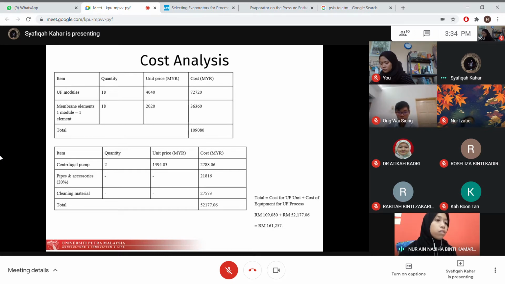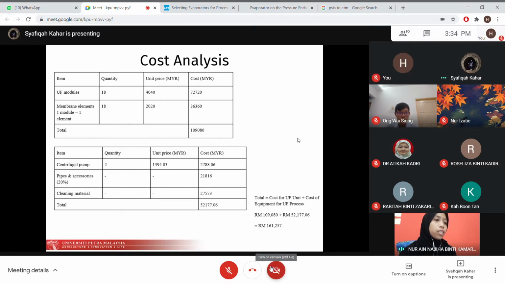So the total cost only for UF unit is 190,080 ringgit. Okay, and the cost for equipment for UF process, we have 7 centrifugal pumps, we have pipes and accessories, which is 20% cost of unit cost for UF unit. Okay, and then we have cleaning material cost. So the total cost is 52,177 ringgit 6 cents. So total of cost for UF unit and cost of equipment for UF process is 161,257 ringgit.